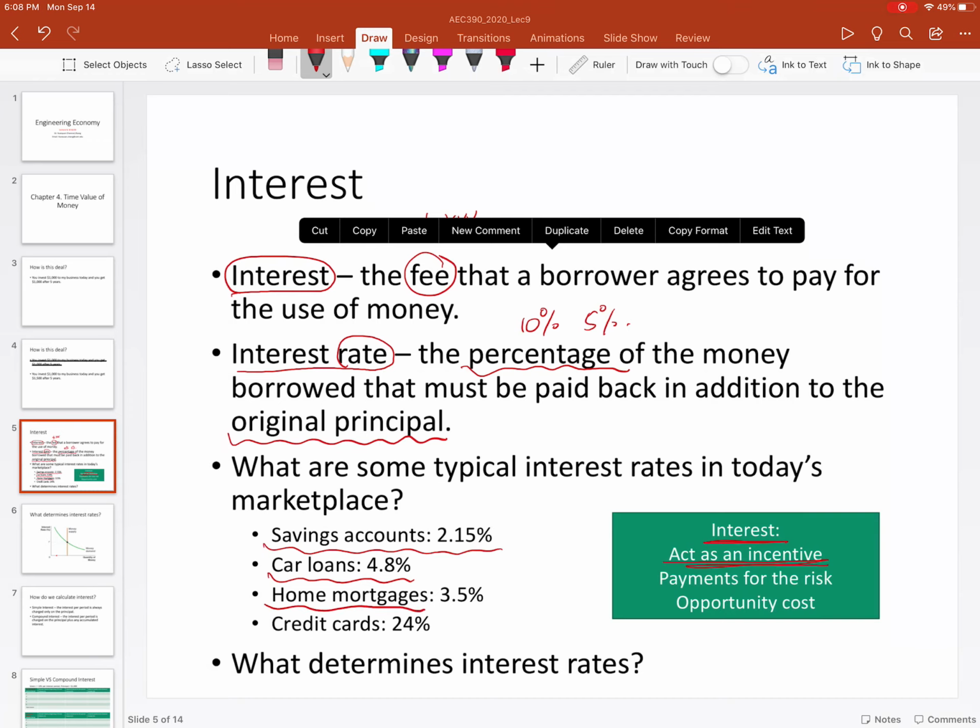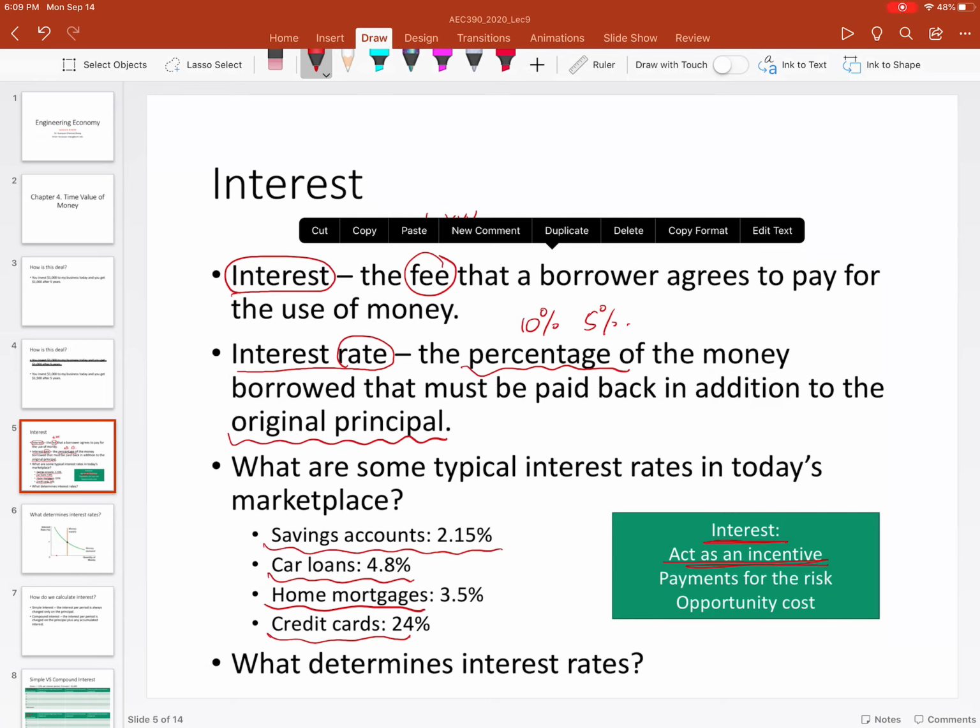Home mortgage: if you borrow money for buying a home, then for borrowing that money, you need to pay back interest at an interest rate. That rate could be around 3%. And credit cards. Wow, go check your credit card carefully. You will see what the credit card rate is. If you don't pay off the money you borrowed this month, then you have to pay a high interest rate for the next payment.